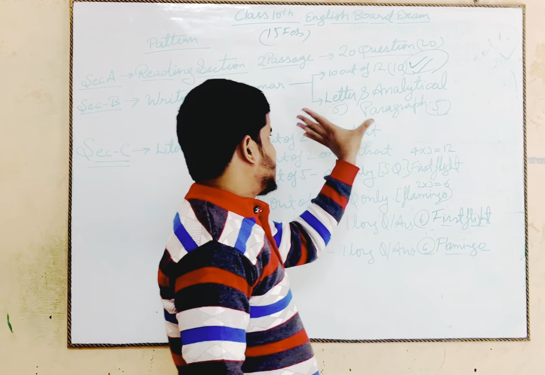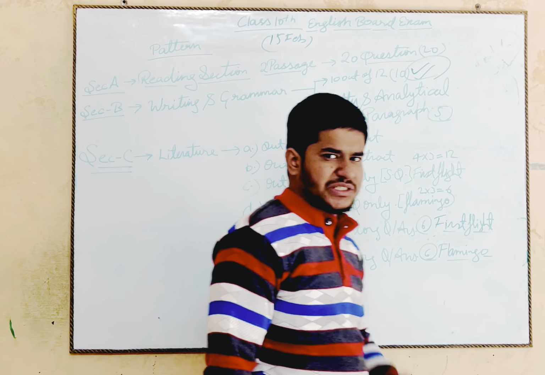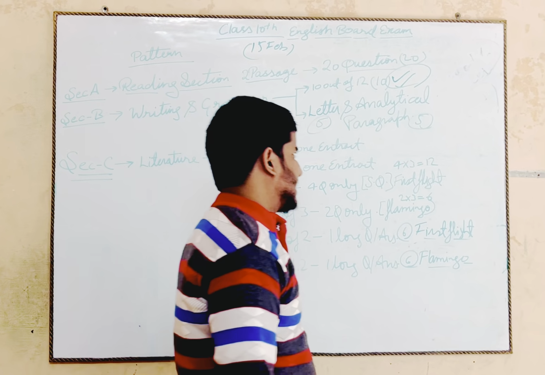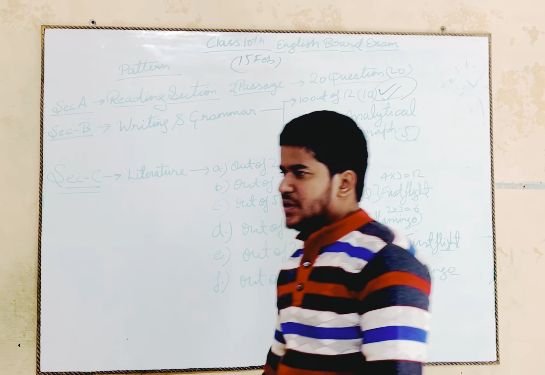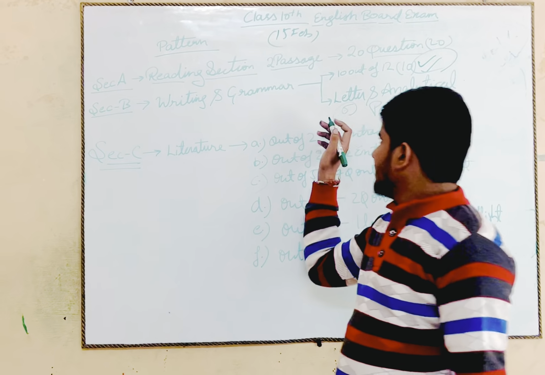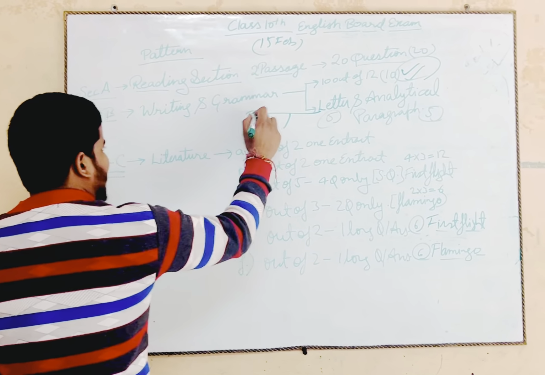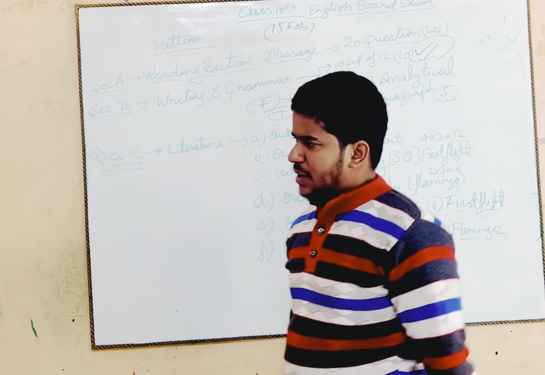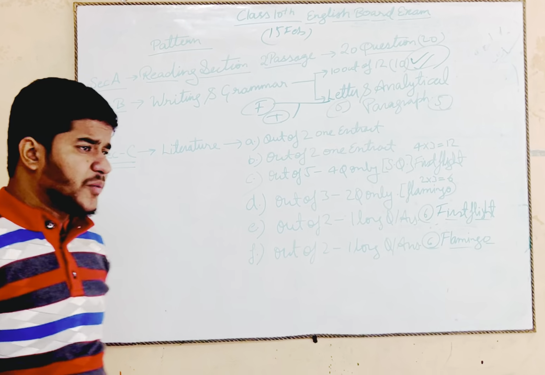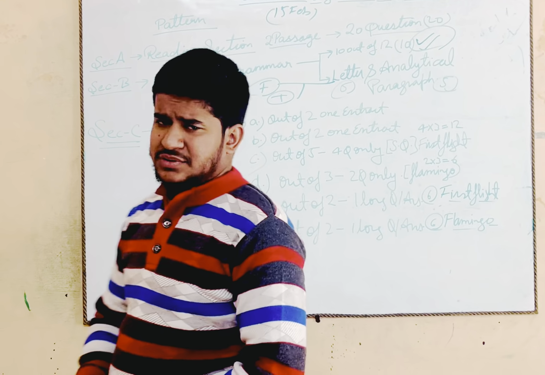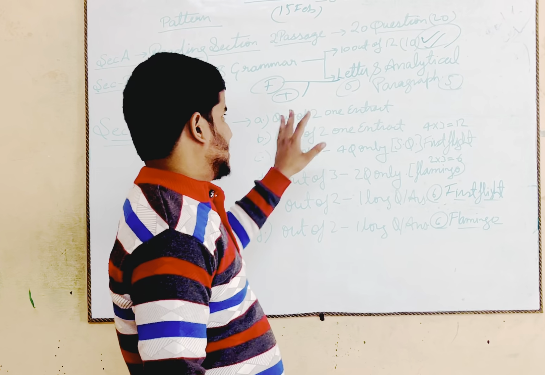Now we will move to the next part of this section, which is very important and a game changer in the exam, because this consists of only 2 topics. First is letter writing and second one is analytical paragraph. Letter writing is of only 2 types. First is formal and the second one is informal. The formal letter includes writing to your teachers, officers and other formal persons. And the second one, that is informal, includes your friends, your family members and all other relatives.